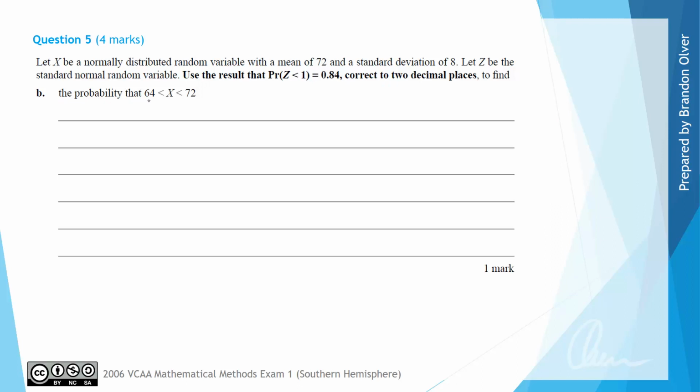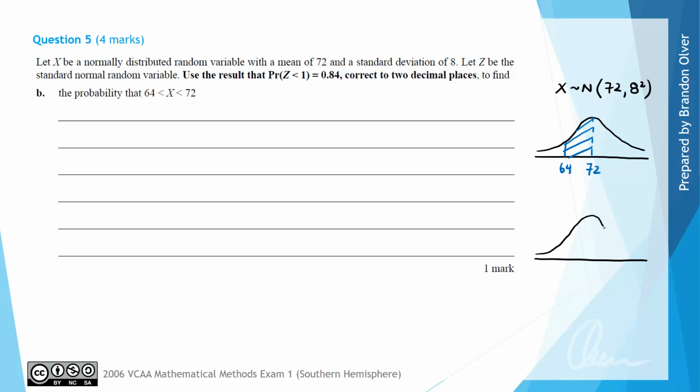For part B, we're going to use all the same information as before, but now we're looking for the probability that x is between 64 and 72. Once again, if we draw a quick diagram of our bell curve, this is x, which is distributed normally with 72 as its mean and 8 squared as its variance. The mean value here is 72, and this time we're looking at 64. We want the probability that it is between 64 and 72, which is this area here.